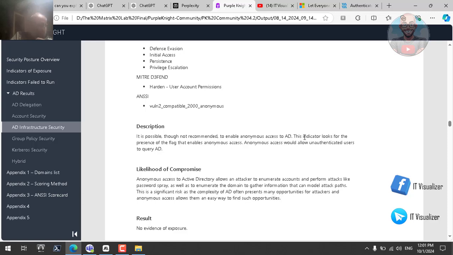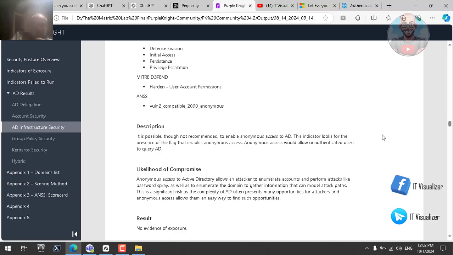This indicator looks for presence of the flag that enables anonymous access. Anonymous access would allow unauthenticated users to query Active Directory. Anonymous access to Active Directory allows an attacker to enumerate accounts and perform attacks like password spray, as well as to enumerate the domain to gather information that can model attack paths. This is a significant risk as the complexity of AD often presents many opportunities for attackers, and anonymous access allows them an easy way to find such opportunities.